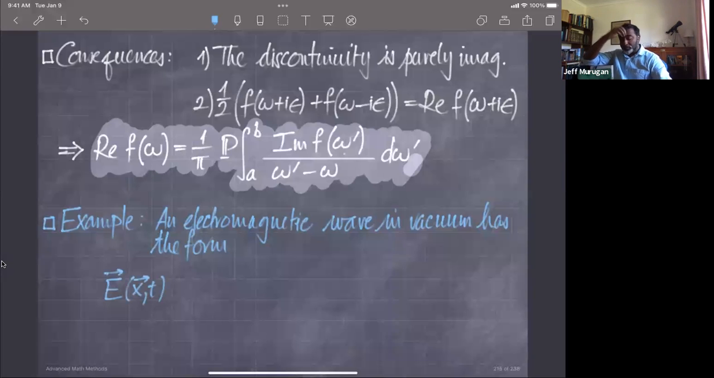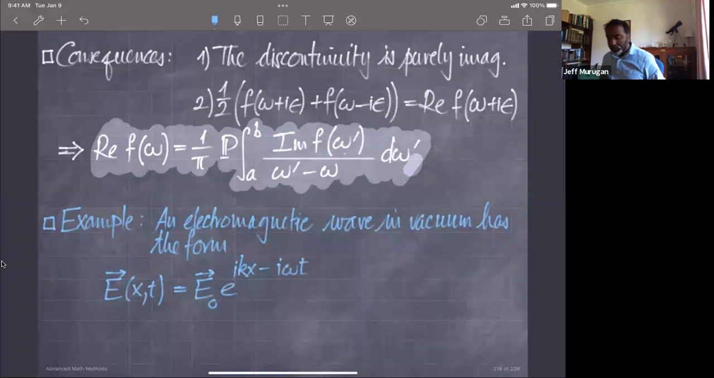And in fact, let's just consider one spatial dimension, so I'm not carrying around arrows on my x's. All right, so E of x and t is some amplitude, which I'm going to call E naught, times e to the i(kx minus omega t). This is a plane wave form, and anytime you see a variable written like this, it's really describing a planar wave propagating in space and time.